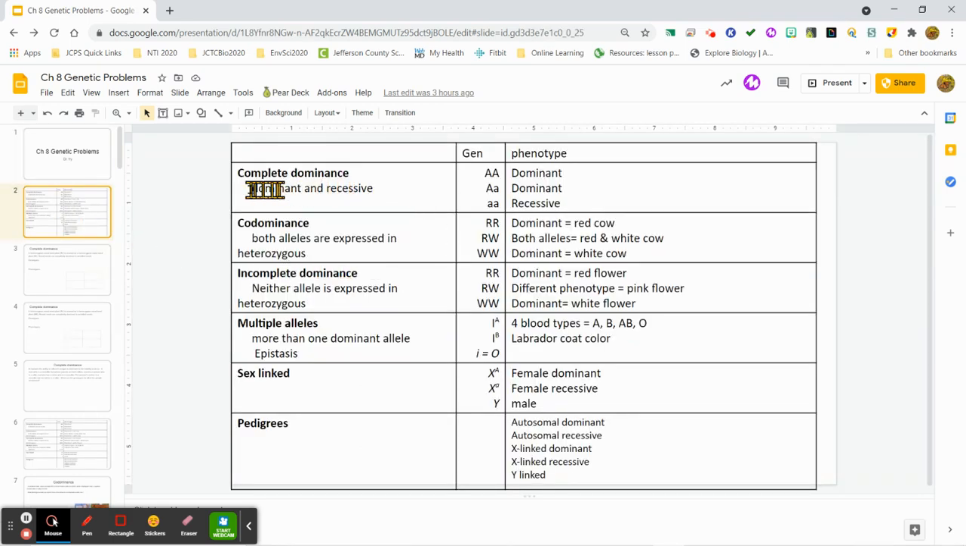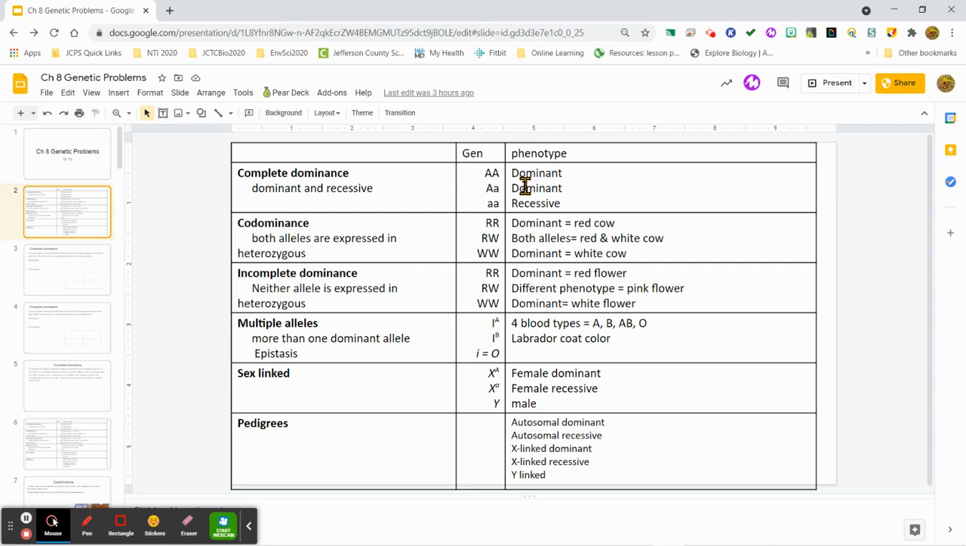So the first one is sort of Mendelian genetics. This is complete dominance. So this is when the dominant allele is completely dominant over the recessive allele. And here you have homozygous dominant, here you have heterozygous, and here you have homozygous recessive, but you only have two phenotypes, right? So as long as it has a big A, it's going to have this dominant phenotype.